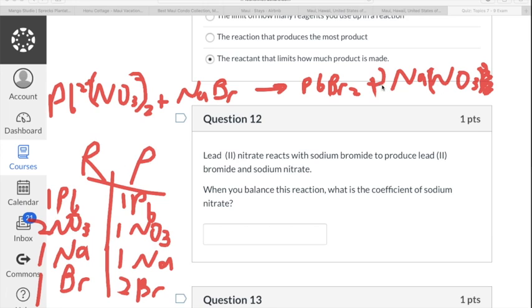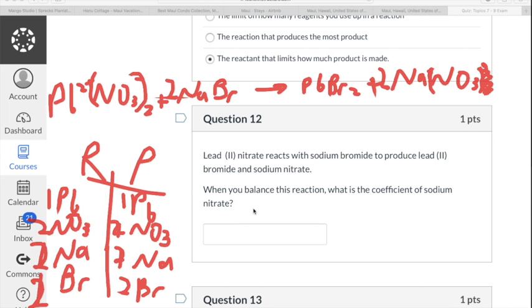I'll double this NO3 by adding the coefficient of 2 right there. That'll double my NO3s, and it's also going to double my sodiums. But isn't that convenient, because I just need to double my sodium bromide right there to get 2 sodiums and 2 bromides, and everything's balanced out. And again, I'm going to jot this down because I'm pretty sure this is coming up again in just a minute. So Pb(NO3)2 plus 2 NaBr yields PbBr2 plus 2 NaNO3.